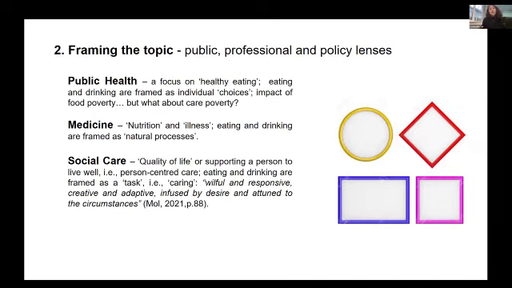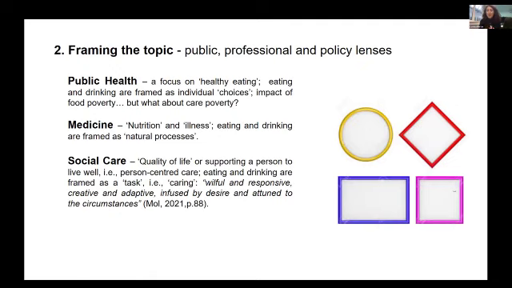And the next lens that we identify is that of public health, which is about healthy eating, which is thinking about food practices and drink practices as something that is an individual choice. And also thinking about poverty, so food poverty, economic possibilities around accessing food. But we also see that there is an issue not just about food poverty, but also care poverty. And this is not necessarily, again, the language and the lens that is used in public health.